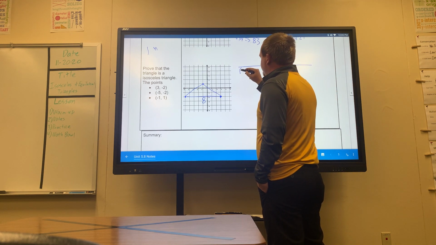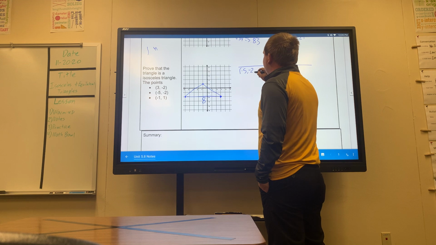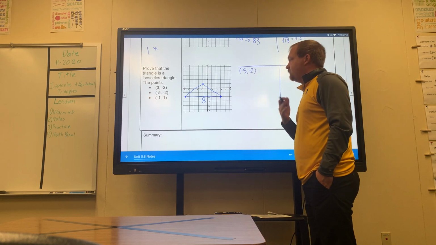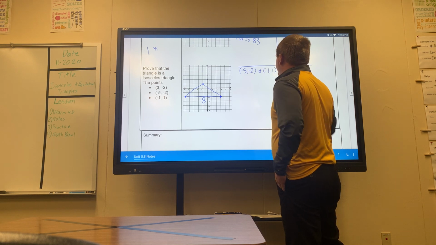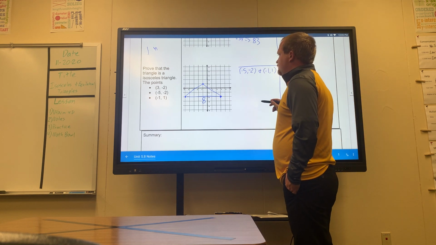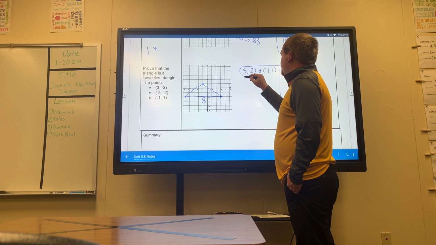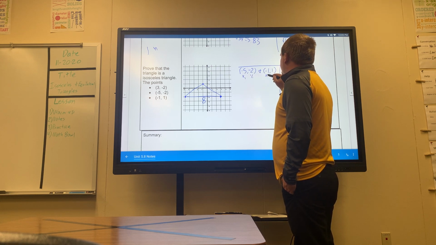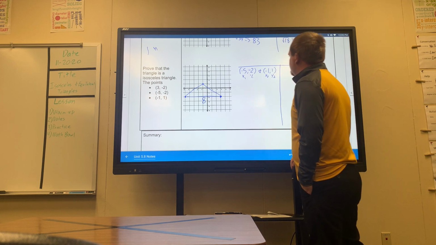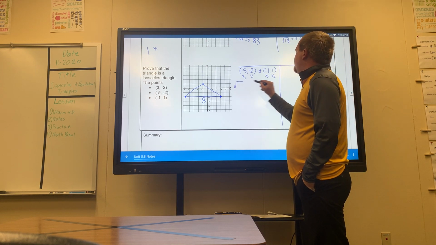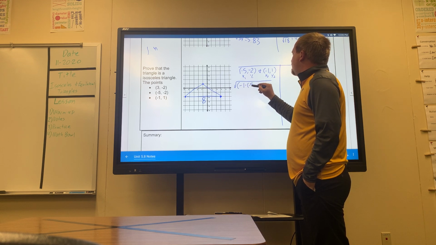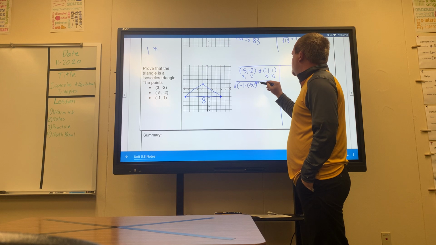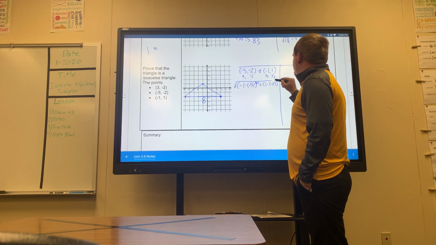So I have negative 5, negative 2, and negative 1, 1. So, looking at it right here, I'm going to go x1, y1, x2, y2. So using the distance formula, I'm going to go negative 1 minus negative 5 squared plus 1 minus negative 2 squared.